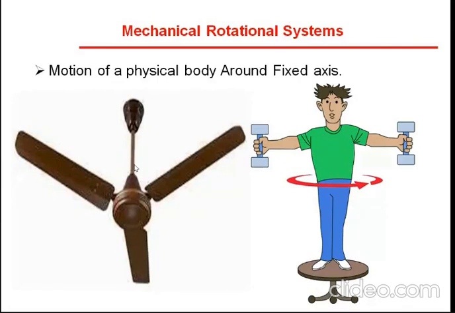The example of a rotational system I have considered is a fan. A fan is also a moving physical object, but the place of that particular fan never changes. So the physical quantities which are moving around a fixed axis come under mechanical rotational systems. We have given you two graphical examples of mechanical rotational systems, where there is a movement, but the axis is constant.